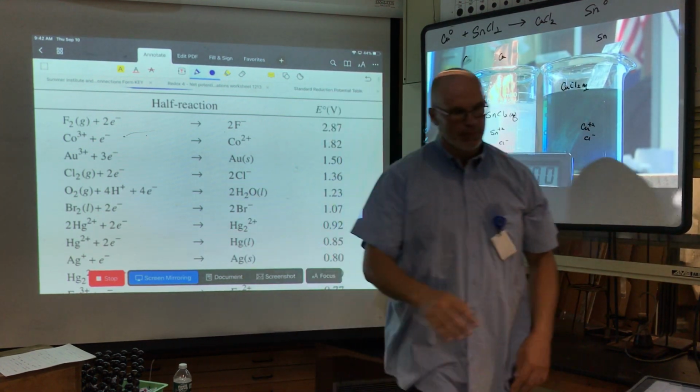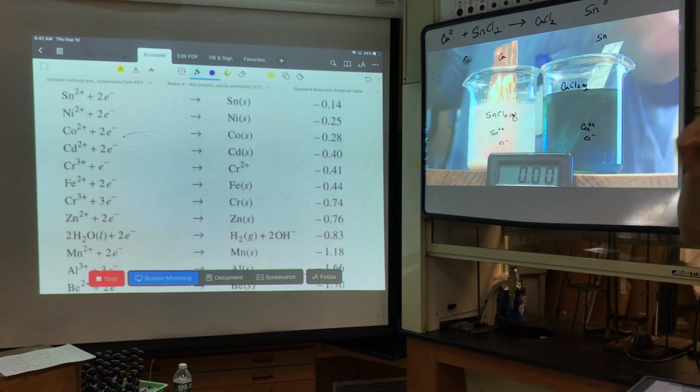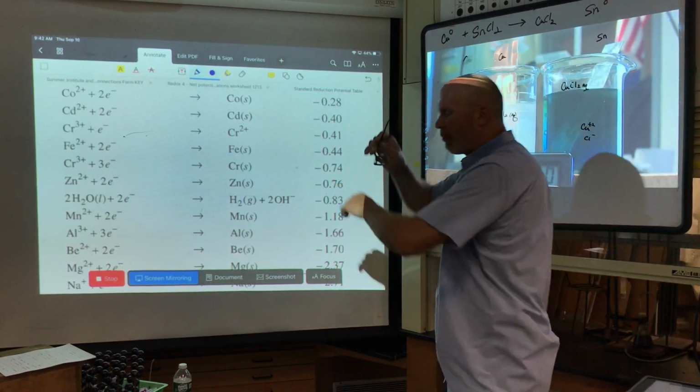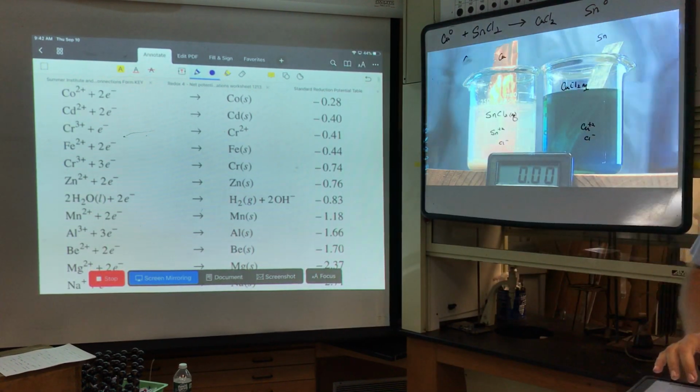Let's go. So I go to this sheet. By the way, I didn't give you a hard copy today because it didn't print, but you have one. So you're going to need this for your other parts. So let's go find copper.